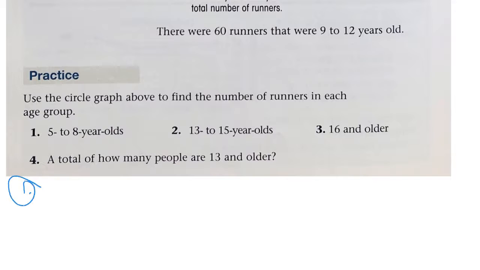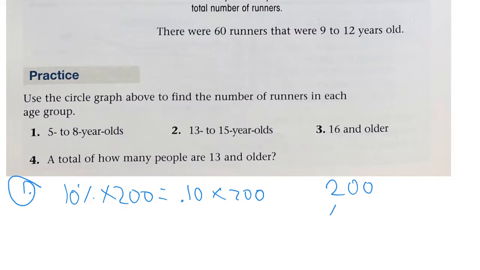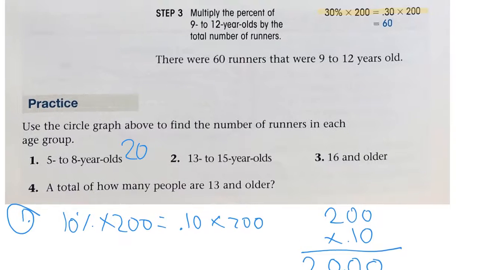So for number 1, we've got 10% times 200 is going to be 0.10 times 200, which would be 200 times 0.10. So 0, 0, 20, and the decimal will go right there. So 10% of 200 is going to be 20 5 to 8-year-olds.